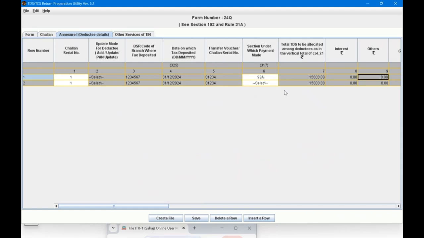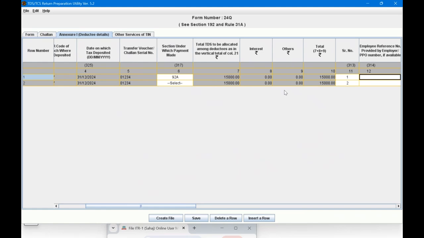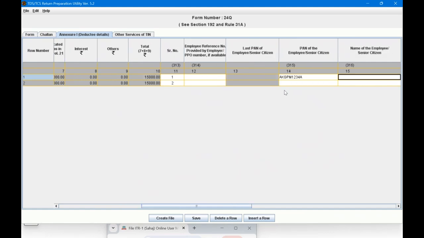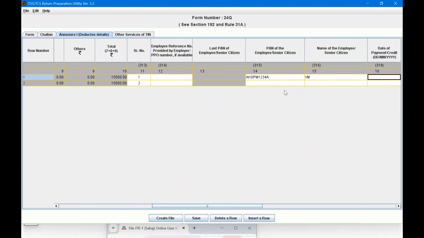Then, just like in our form number 26Q, we need to provide the PAN number. So I am providing the PAN number of my employee. Name of the employee, say it is PM. Date, it is 31st December 2024. Again, there is an issue with the date.